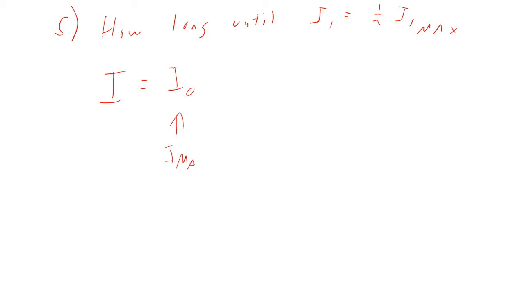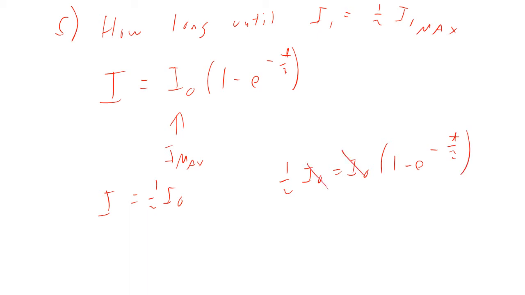So, third question, how long did it take until the current I1 was half of its maximum? We know that the current, as it's increasing in the inductor, is I0, in this case I max, times 1 minus e to the minus t over tau. So if I equals 1/2 of I0, then 1/2 I0 equals I0 times 1 minus e to the minus t over tau. The I0s cancel. We do a little algebra here, and e to the minus t over tau is equal to minus 1/2.